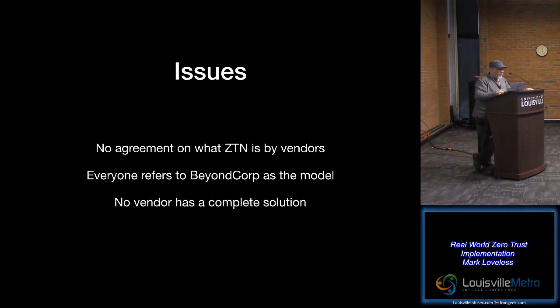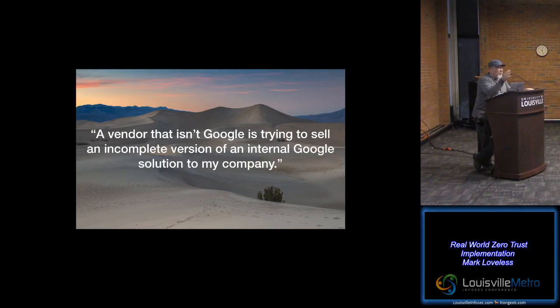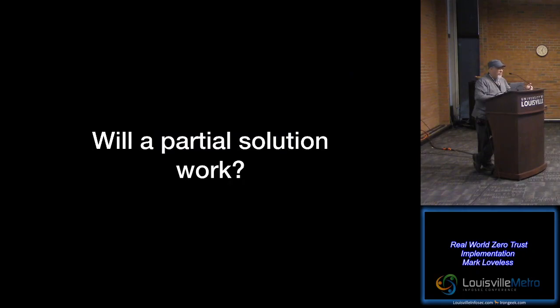And no vendor has a complete solution, regardless of what they tell you. No vendor does. All right? They don't, trust me. So basically with these vendors, we had one that isn't Google trying to sell us an incomplete version of an internal Google solution to my company, which meant that it wasn't going to work. There was no way it was going to work. And that was a tough realization to deal with. It's like, what are we going to do? Maybe we can do a partial solution. We can take just one of those elements we were trying to implement and use that.